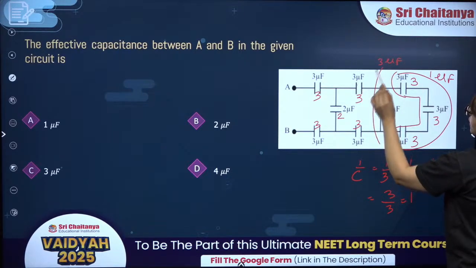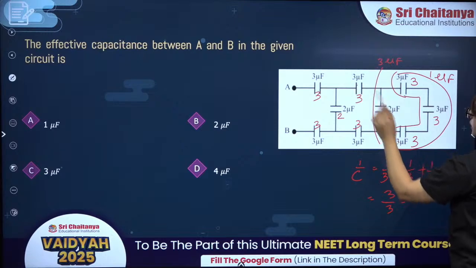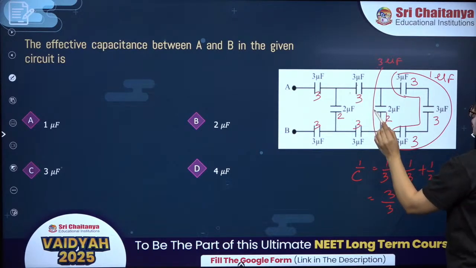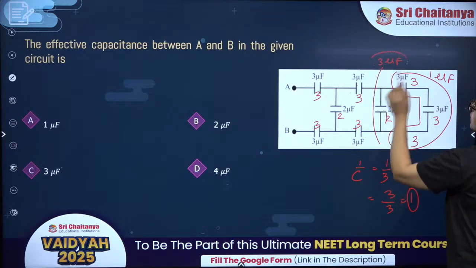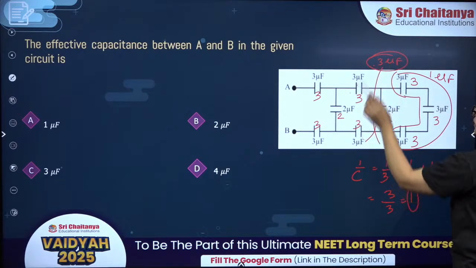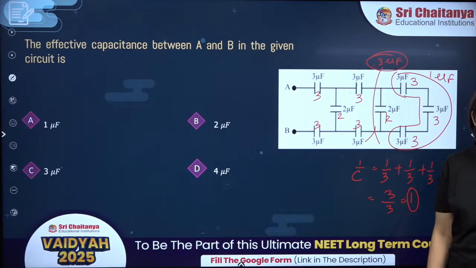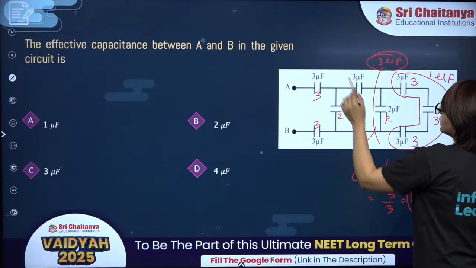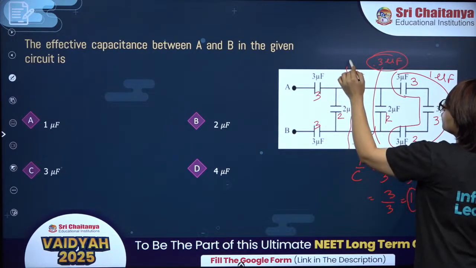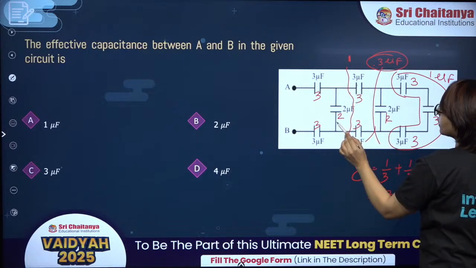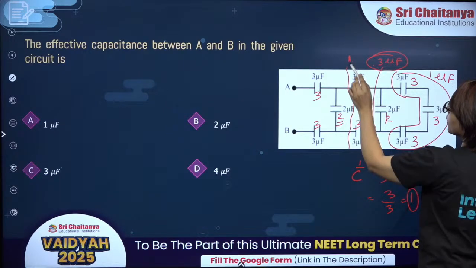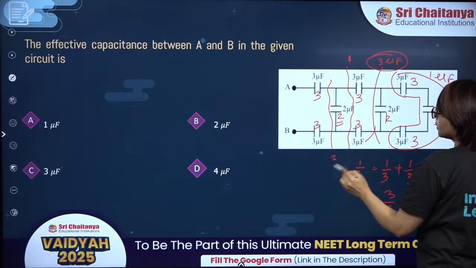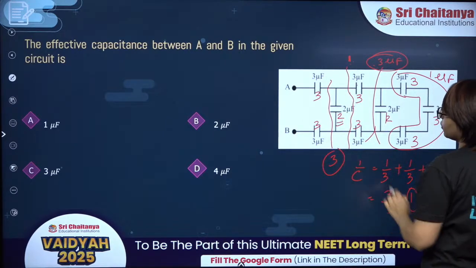Now again 3, 3 and 3 in series. So their combination will be 1 over here. This entire value is 3 and this 3. So these are in series, so their combination will be 1 over here, right? So this entire thing is equal to 1. Now this 1 is in parallel with 2. So 2 and 1 in parallel is 2 plus 1, 3. So this entire thing is equal to 3 microfarad.